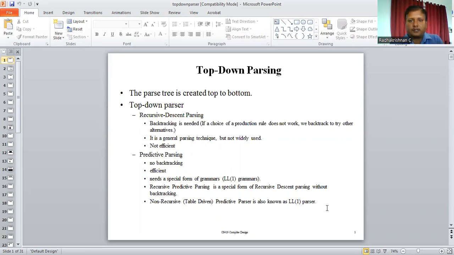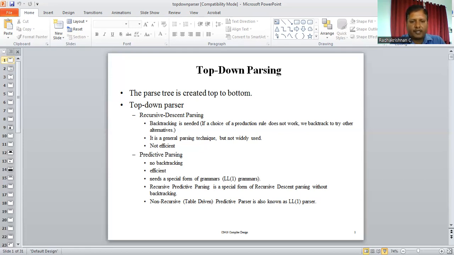Good morning, students. Today we discuss the second phase of the compiler, which is nothing but syntax analysis. In the syntax analysis phase, the work it does is to check the syntax of the given grammar.